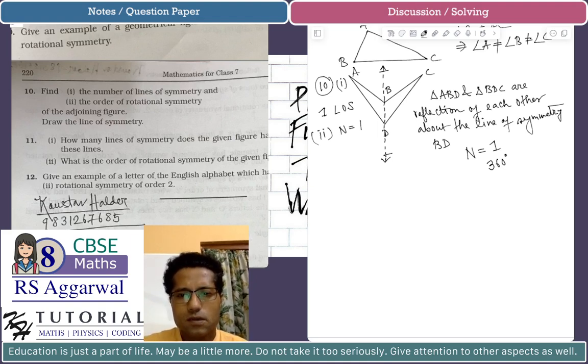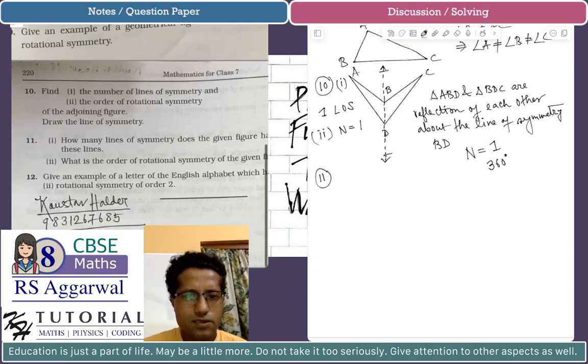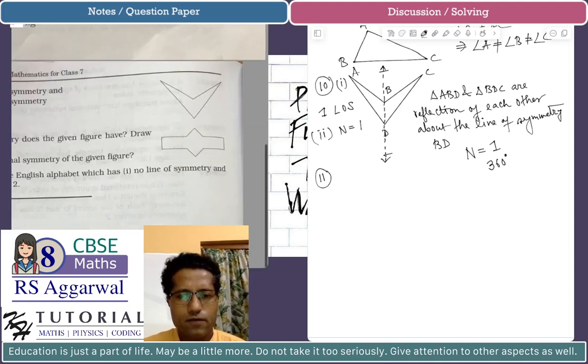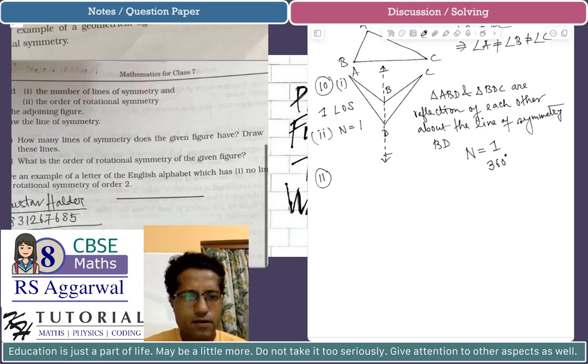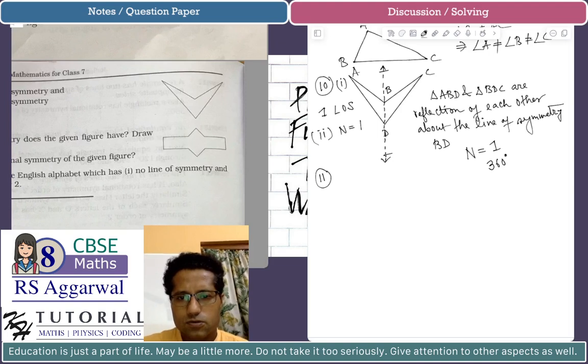Okay, problem number 11. How many lines of symmetry does the given figure have? Draw these lines. So for the given figure we have to draw the lines of symmetry, and also find the order of rotational symmetry of the given figure. Okay, so the given figure is something like this.